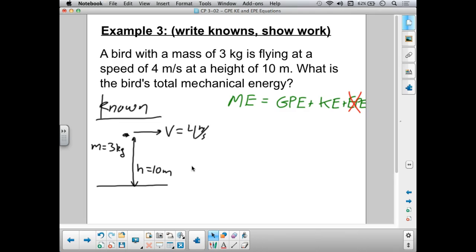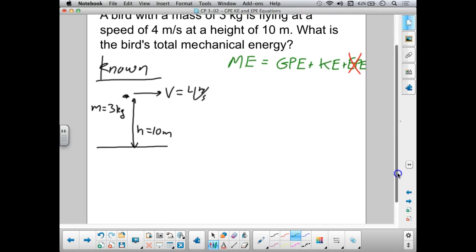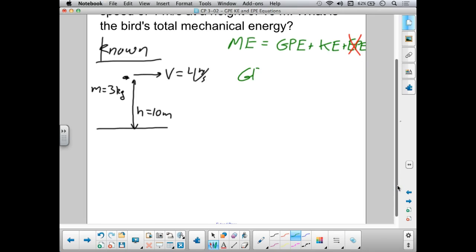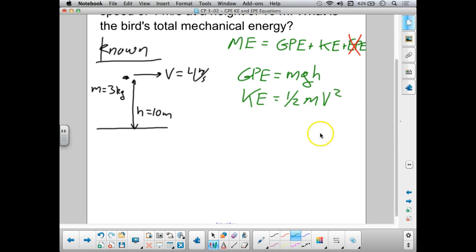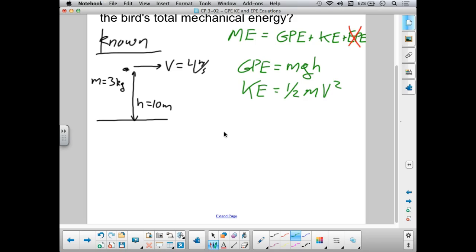Let's try looking at two separate forms of energy. The first is the GPE. I'm going to write down my relationship for GPE equals mgh. And I also know that the kinetic energy of this object is equal to 1/2 mv squared. I'm going to need to use both of these equations to solve for how much total mechanical energy I have, because this bird has both. It has GPE because it's up at a height of 10 meters, and it also has KE because it's in motion at a velocity of 4 meters per second. So let's solve these separately and see what we get.